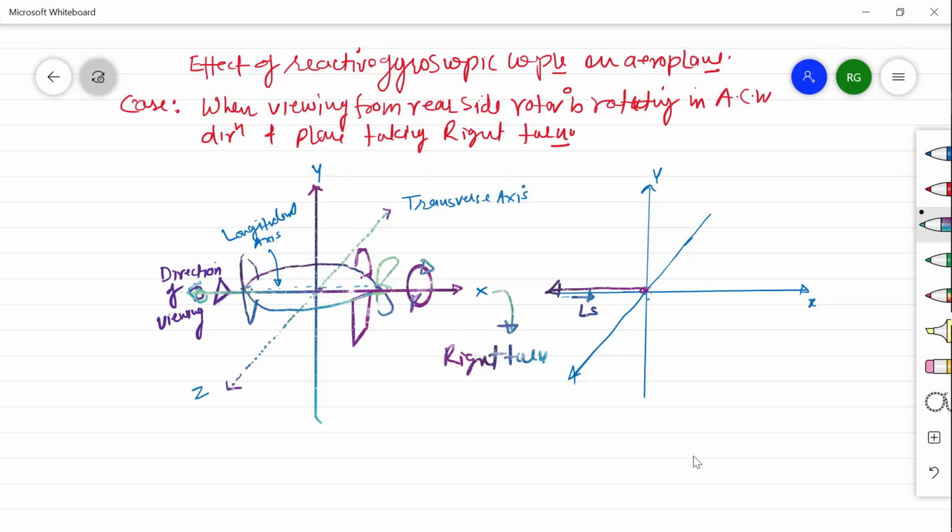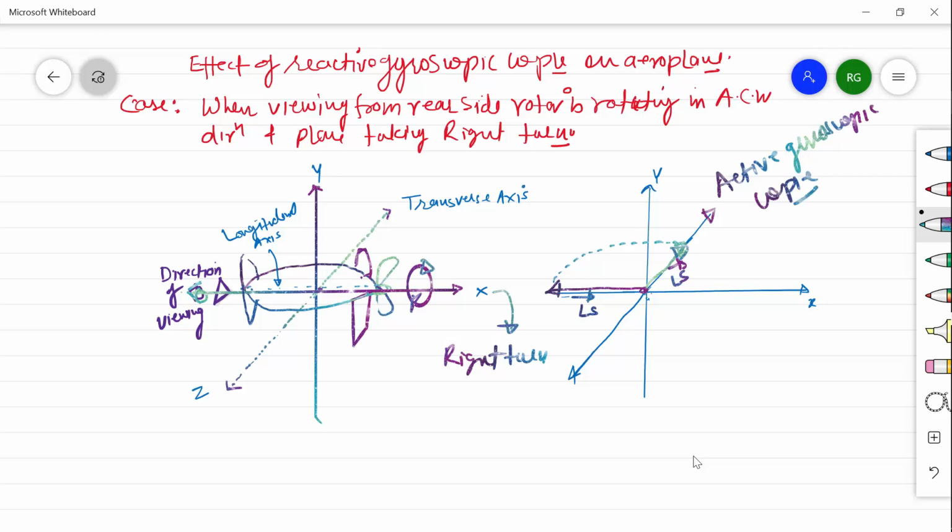this angular momentum will follow this path, and after taking the turn by 90°, this would be the final angular momentum vector. As we know from our lecture, the angular momentum vector is always changing in the direction of the active gyroscopic couple. So we can say this would be the direction of the active gyroscopic couple.